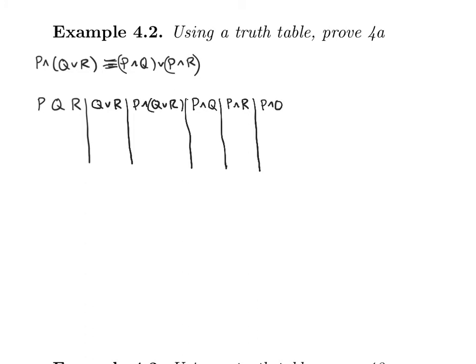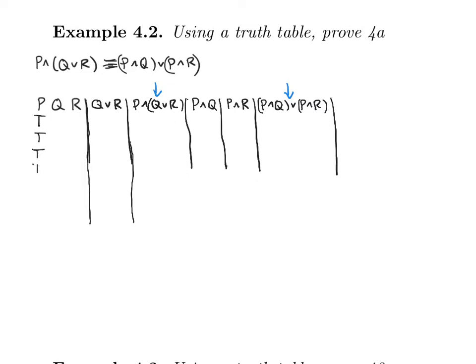P and Q or P and R. And we want to show that these two columns have the same truth values. If we can show that, we know that they're logically equivalent. So let's write down our truth table here.